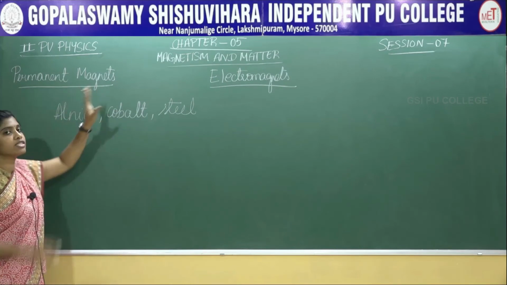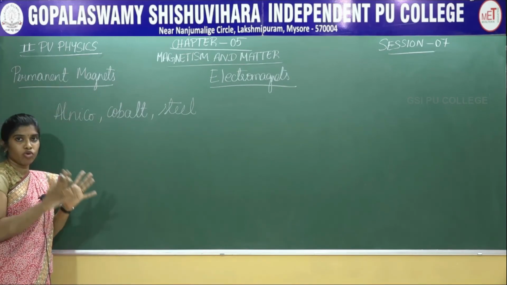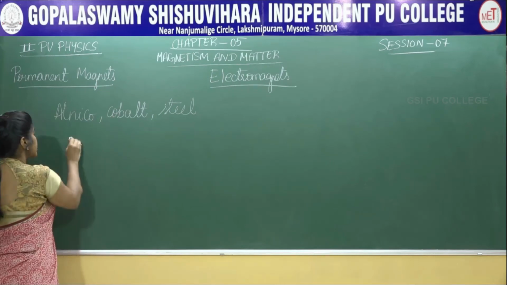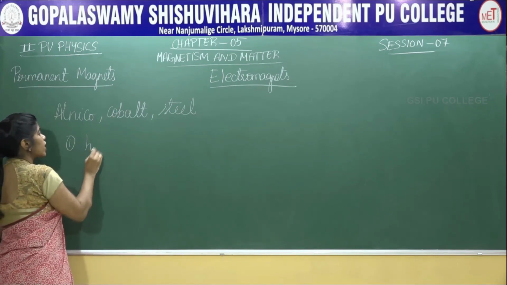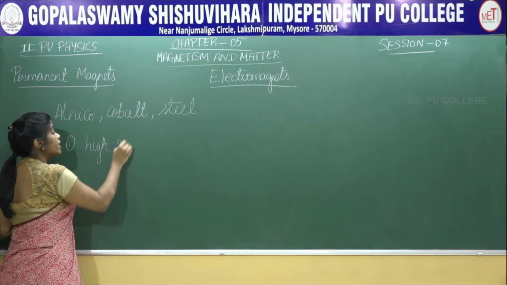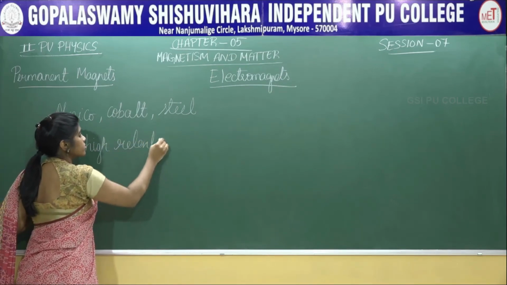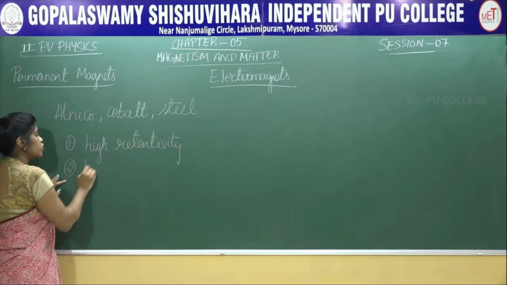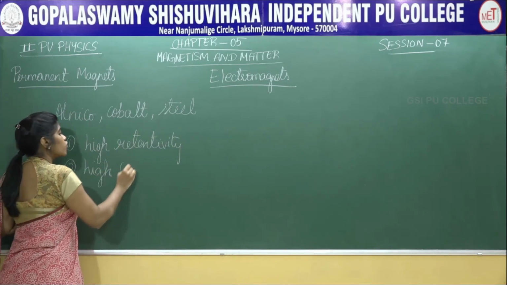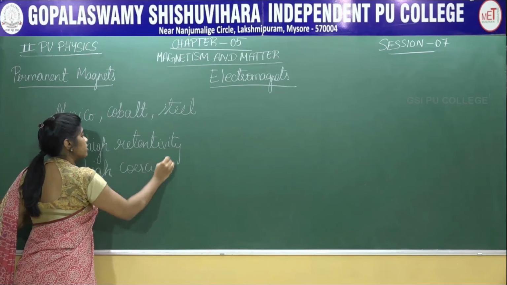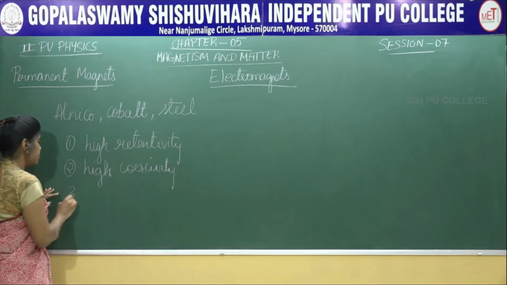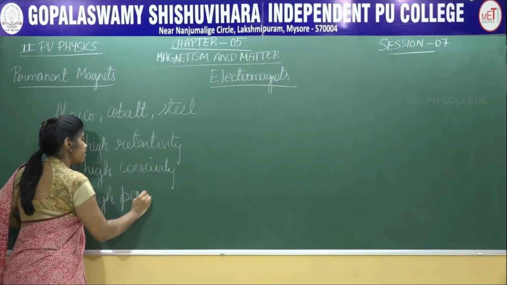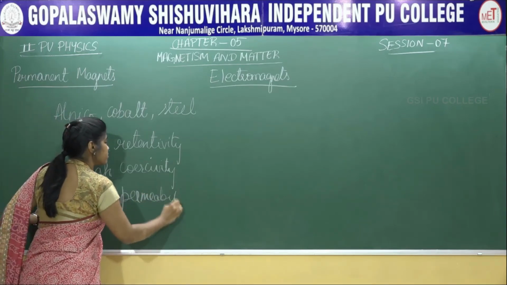Whatever ferromagnet I consider for a permanent magnet should satisfy three conditions. They should have high retentivity, secondly they should have high coercivity, and thirdly they should have high permeability.